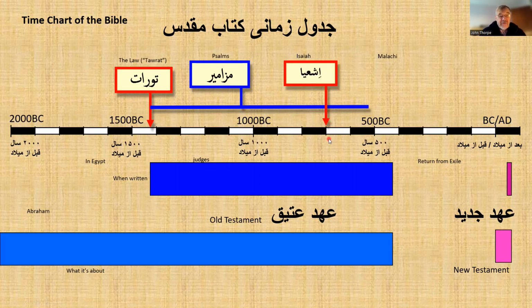Isaiah is about 700 years before the birth of Jesus.